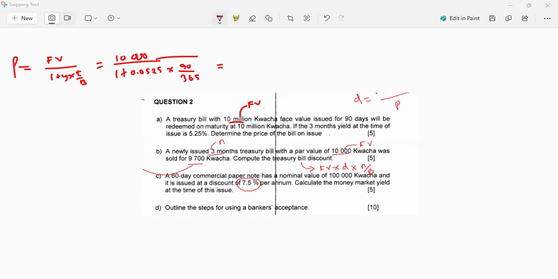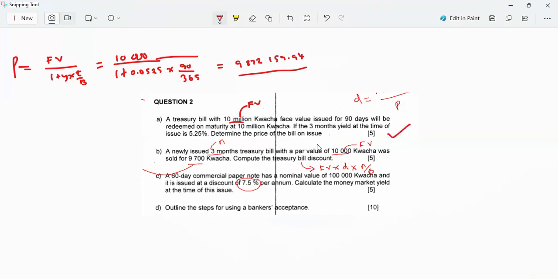So when you compute that properly, you're going to get 9.872, 159.94. So the value of the treasury bill is less than the face value. That's a discount.